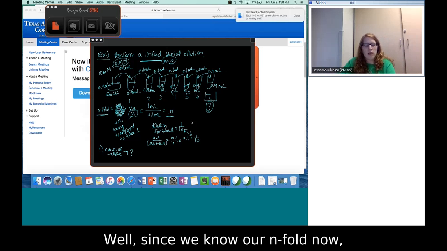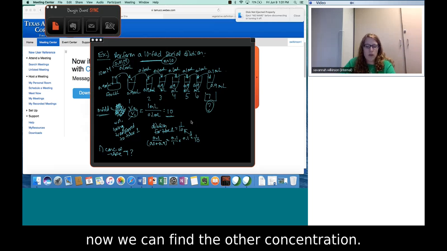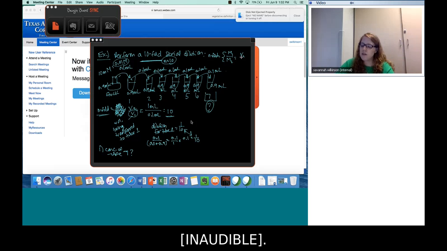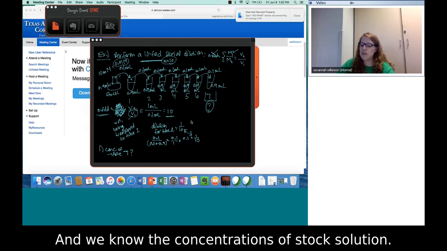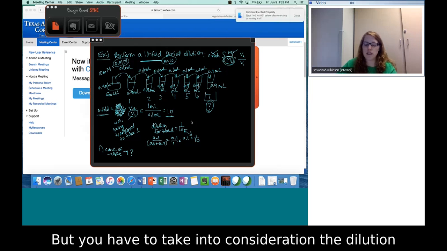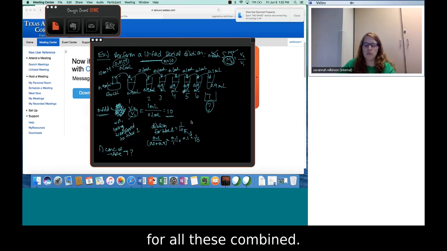Well, since we know our N-fold now, we can find the other concentration. From that formula I showed y'all, we did M1 over M2 equals N-fold. So we already used this, that's fine. Now we know this, and we know the concentration of the stock solution. So now we're just looking for this for the 7th tube. But you have to take into consideration the dilution for all these combined.